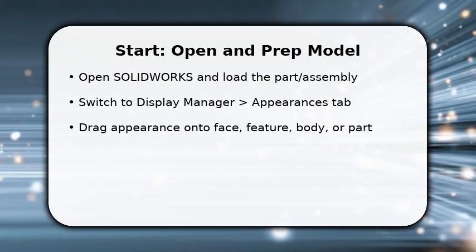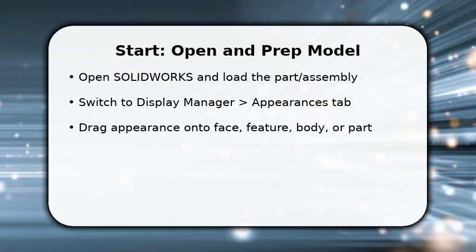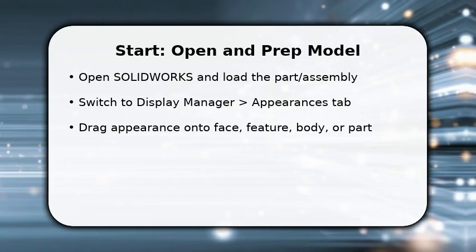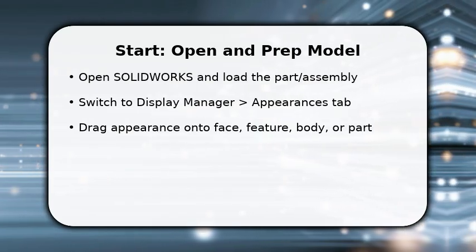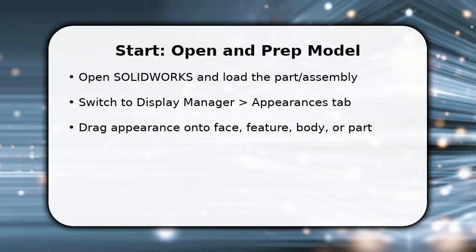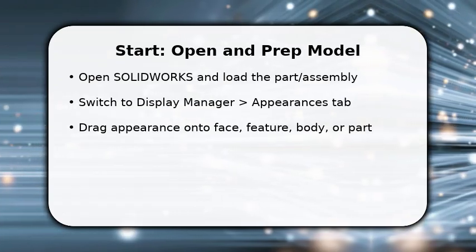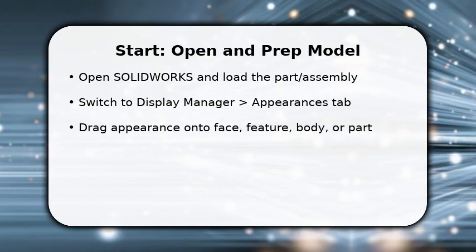You have the model open and you want to change its look now. First, open Display Manager and select the Appearances tab. This puts visual tools at your fingertips. Drag an appearance swatch onto a specific face, feature, body, or the entire part to apply. Once done, use the confirmation handles to accept or cancel.